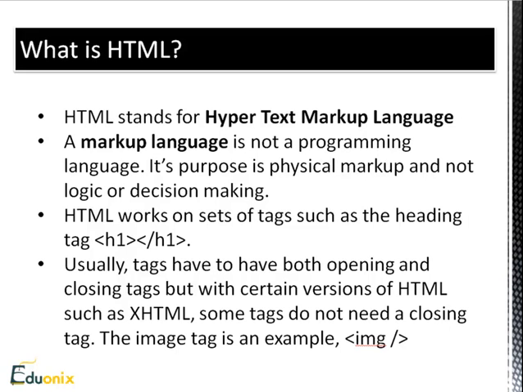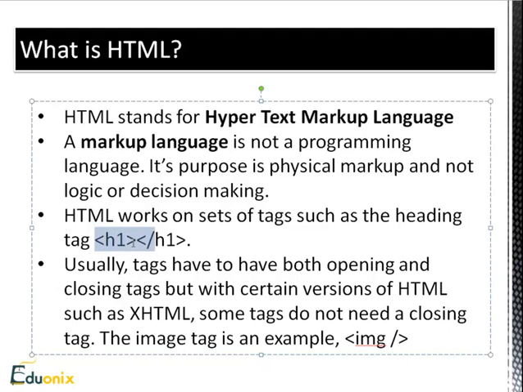An example of a programming language would be JavaScript, which is a client-side programming language. PHP, Ruby on Rails, or Ruby in general, are all programming languages. HTML, XML, XHTML are all markup languages. And these markup languages work with sets of tags, which are very easy to understand. And here we have a set of tags.